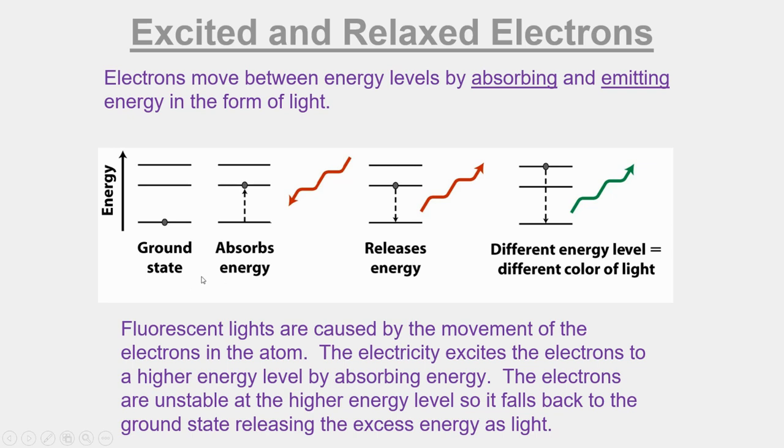This is actually how fluorescent lights work. So what happens in a fluorescent light is the electricity excites the electrons to a higher energy level by absorbing the energy when you flip that switch. The electrons are unstable at that higher energy level, so it wants to fall back to the ground state, and when it falls back to the ground state, it releases that excess energy as the light that we see.